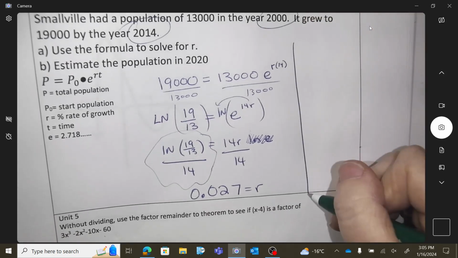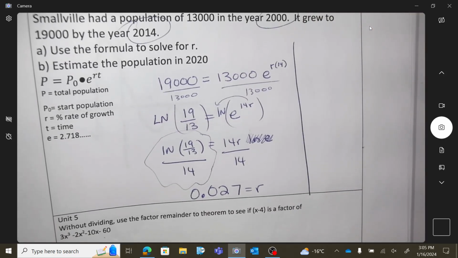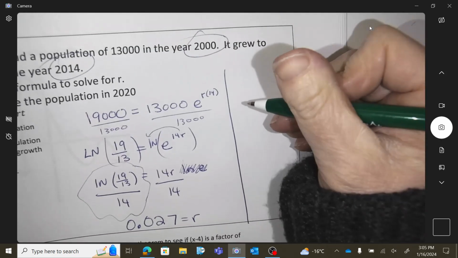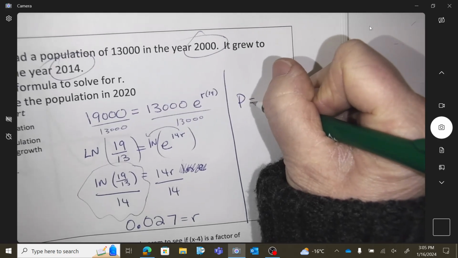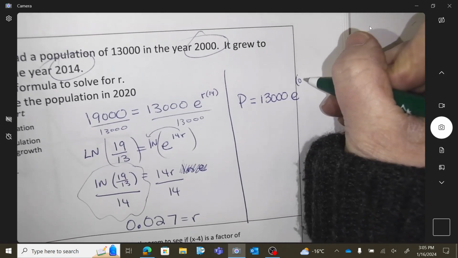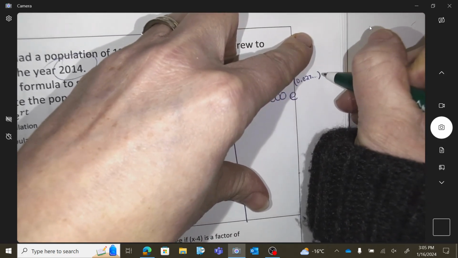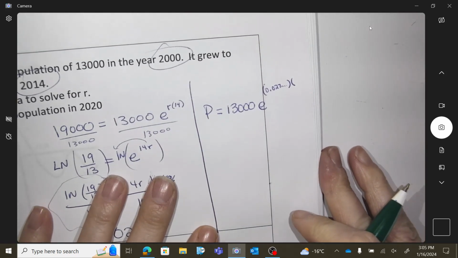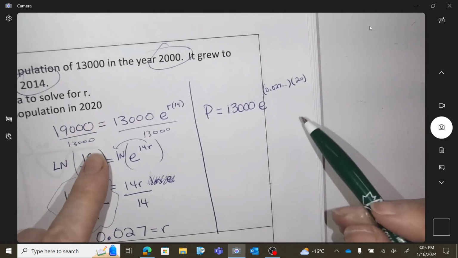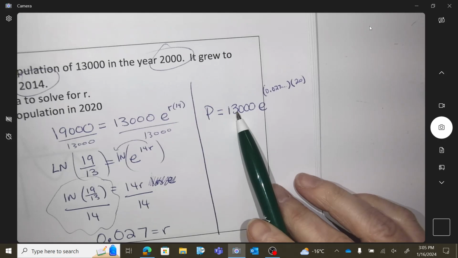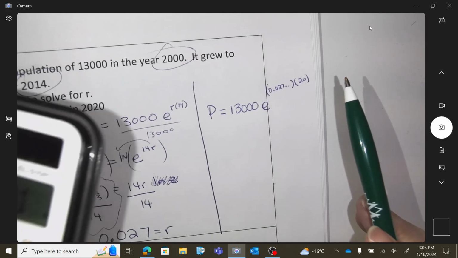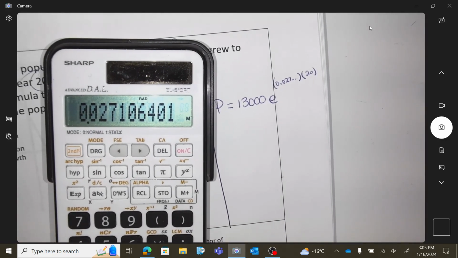Okay, then I'm keeping it on my calculator. Do not touch your calculator. What's the population in 2020? So what is the population? We started at 13,000. And in 2020, that means there'd be 20 years from that population. Okay, do we remember how to specifically type it? It's all about the type.